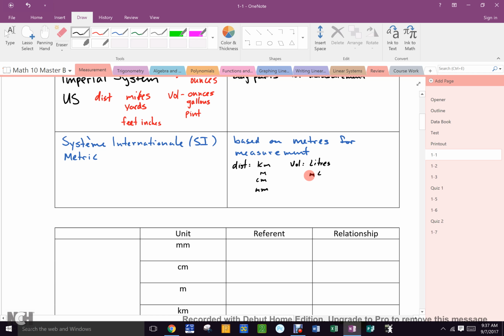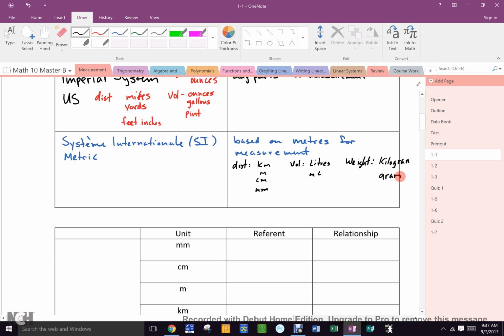So liters, volume, and what's the other thing? Weight. What do we use for weight in metric? Kilogram. Kilogram. Now, what else? Grams. So everything's based on a gram.